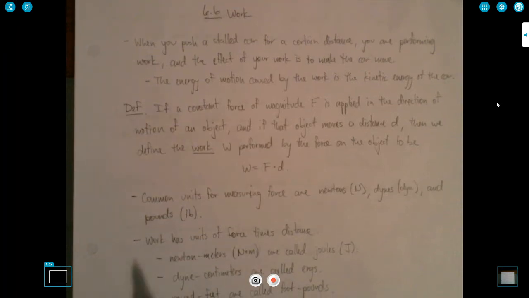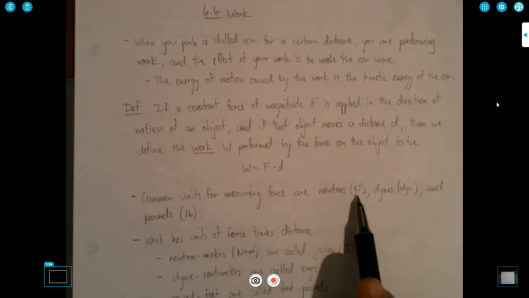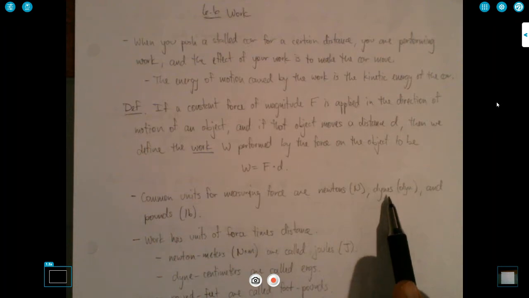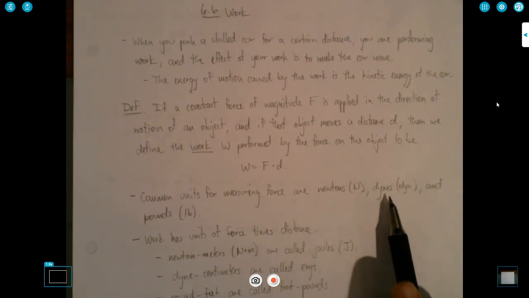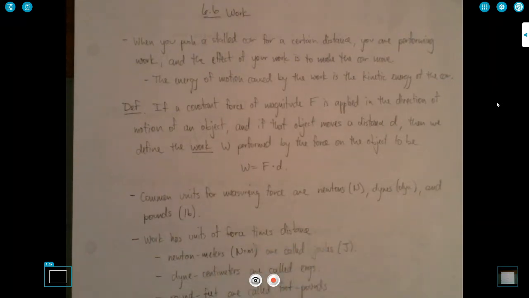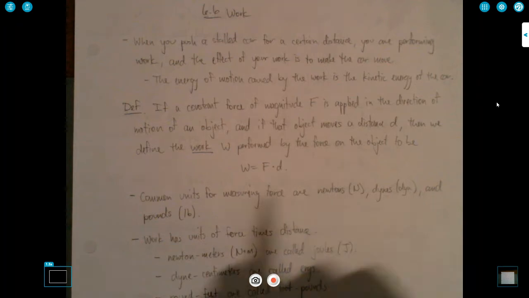So common units for measuring force are newtons, which get a capital N, dynes, which I had never heard of actually before I prepared this section. So they say they're common, but I'd never heard of them before. Anyway, dynes and pounds. Pounds, of course, I had heard of. So newtons and pounds are really, I think, the most commonly used ones. Newtons are the ones used in the international system for weights and measures, right? So the SI units are newtons. Anyway, so that's just the force.